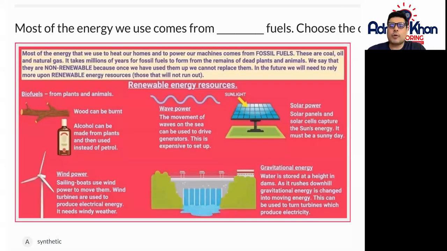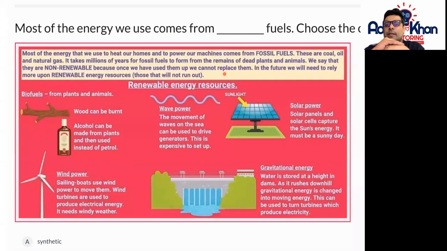Hello and welcome to Energy Resources Key Stage 3 Science. So most of the energy that we use to heat our homes and power our machines comes from fossil fuels. These are coal, oil and natural gas. It takes millions of years for fossil fuels to form from the remains of dead plants and animals underground. So we say that they are non-renewable because once we have used them up, we cannot replace them.